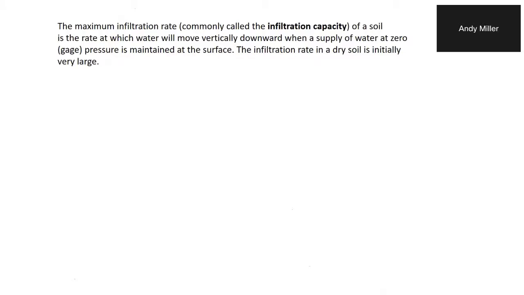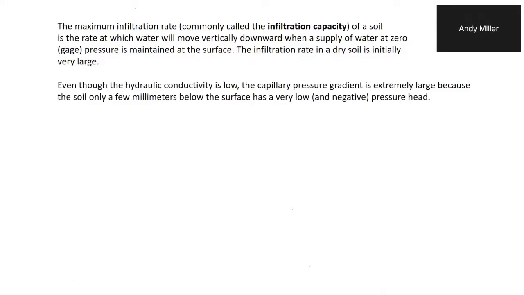So the maximum infiltration rate, commonly called infiltration capacity of a soil, is the rate at which water will move vertically downward when a supply of water at zero pressure is maintained at the surface. At zero pressure is code for saturated at the surface, right? The infiltration rate in a dry soil is initially very large, and we're actually going to solve a problem to show why it's so large. It says, even though the hydraulic conductivity is low, the capillary pressure gradient, and why is the hydraulic conductivity low in a dry soil? What did we learn about that last time?